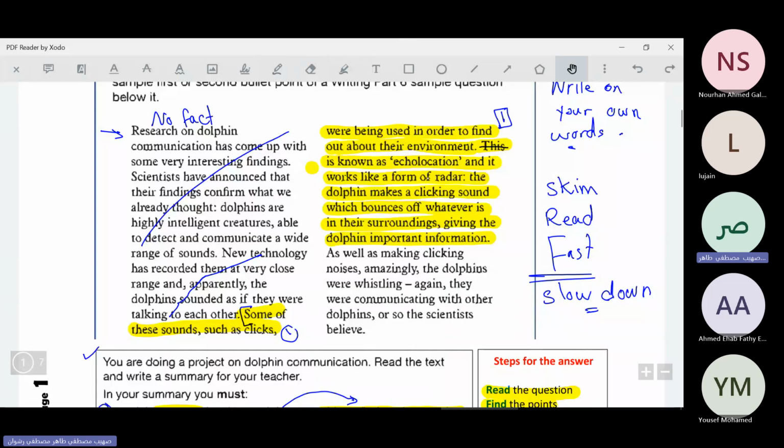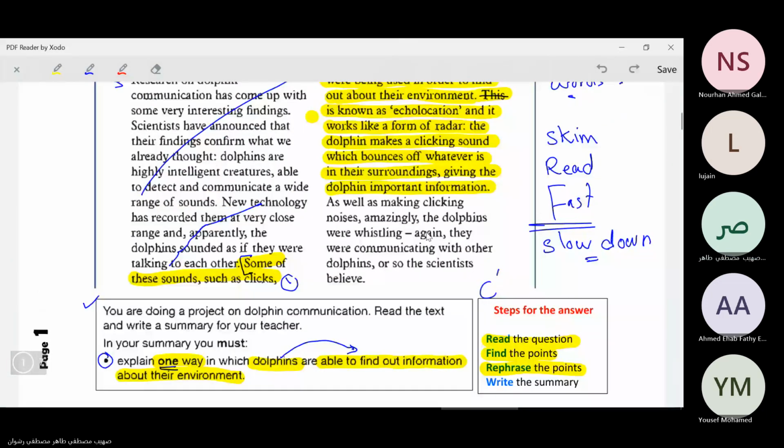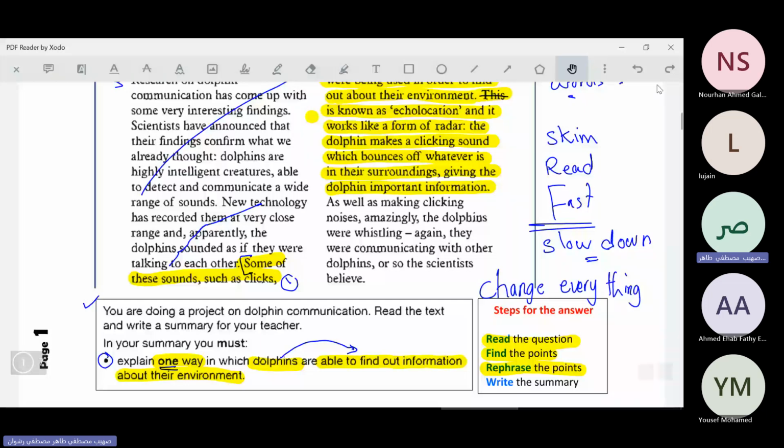Highlight it, and your next step is what? After I find the relevant points, step three we said is to rephrase the point. Once you find the point, write it in your own words. Change everything in the text. Don't depend on the details given in the text. You should write the same fact or the same information but in different words.